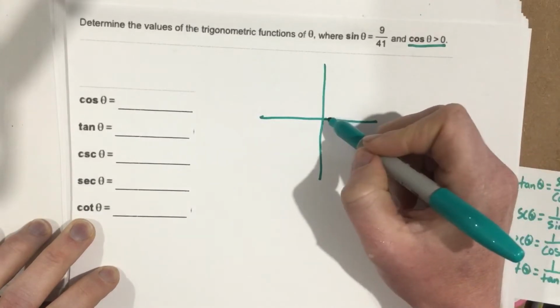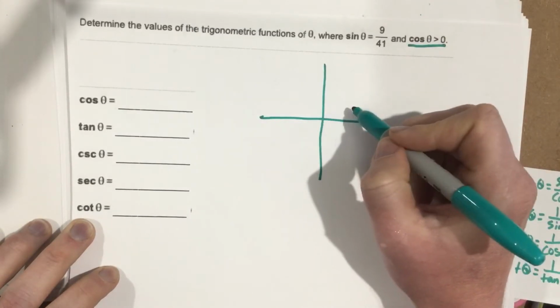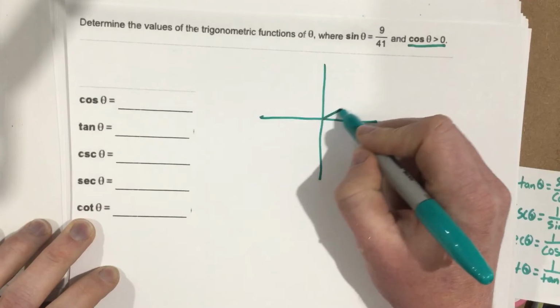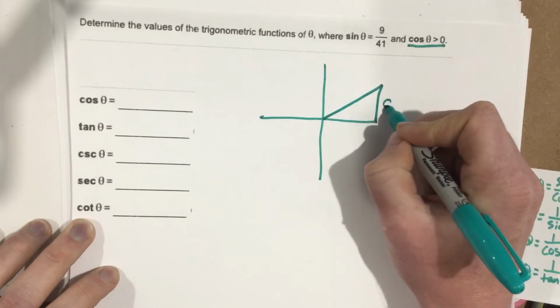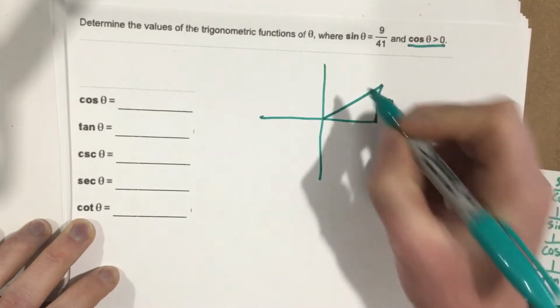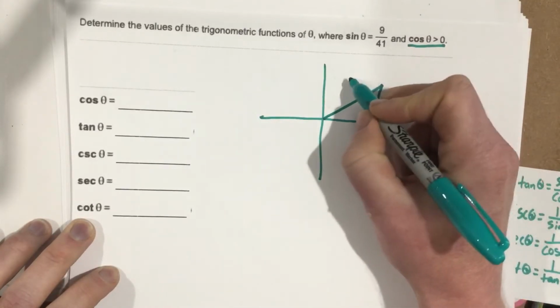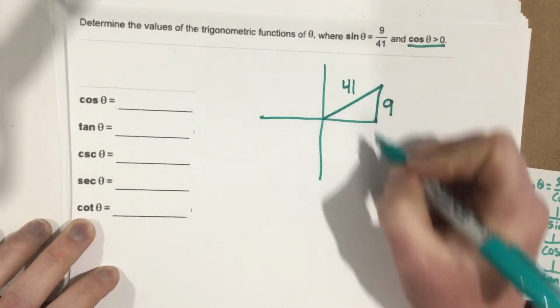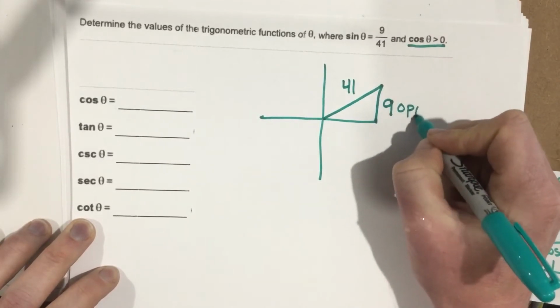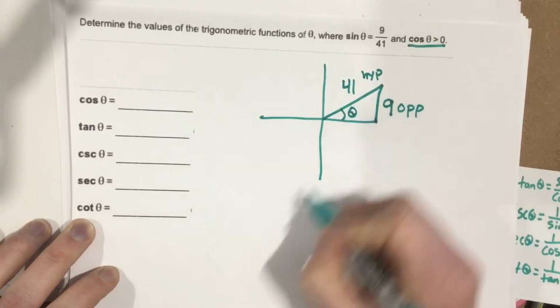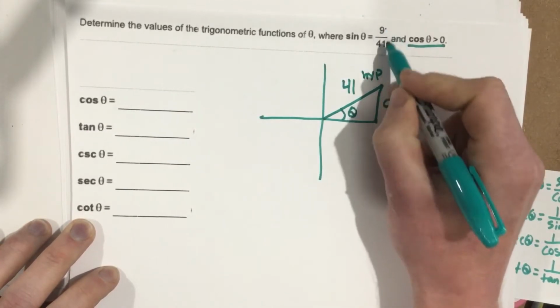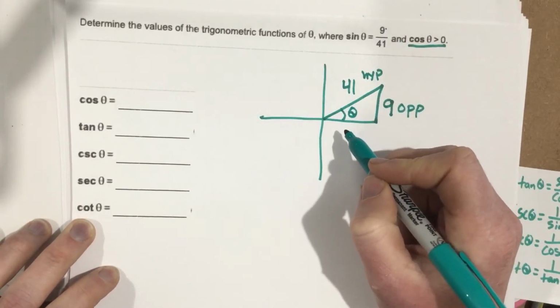So we can go ahead and start to draw this. Let's draw a triangle here. Sine we know is opposite over hypotenuse. So we can say that this is 9 and this is 41, because this would be the opposite side, this would be the hypotenuse, and this is theta. We're getting that from our ratio 9 over 41, opposite over hypotenuse.